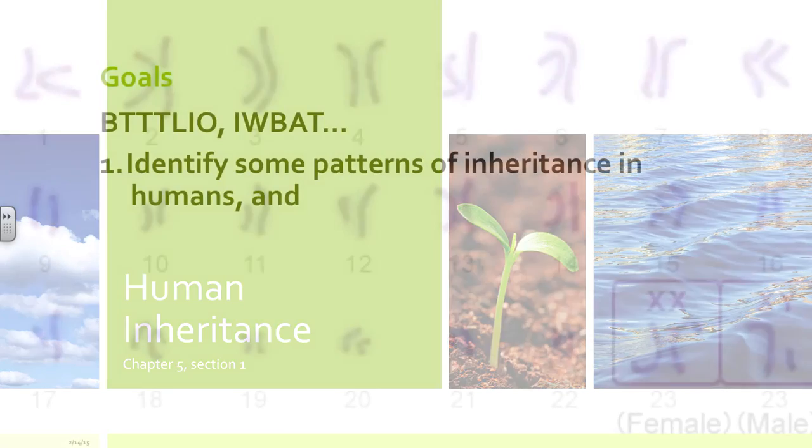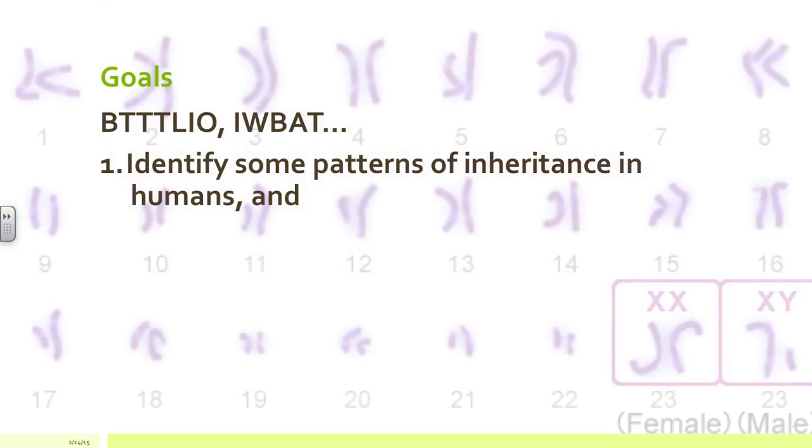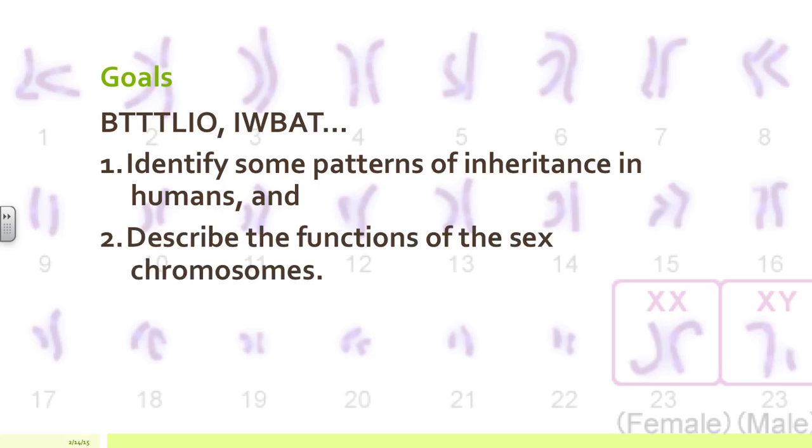So, let's get started. By the time this lesson is over, I will be able to identify some patterns of inheritance in humans. This is our first goal. And I've got to tell you, this is complete review for you, as you're going to see in just a second. And number 2, to describe the function of the sex chromosomes. This is new to us. So let's get after this right now.